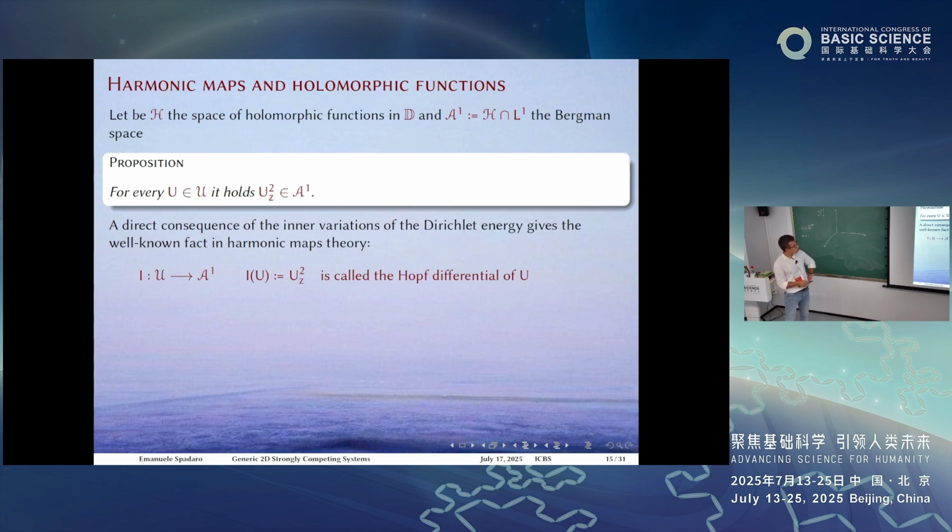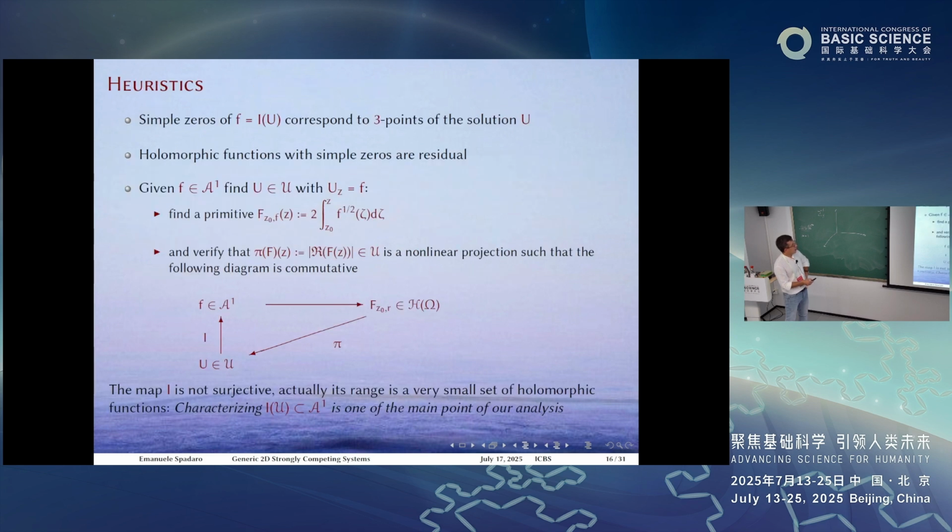So this combination of derivatives is sometimes called the Hopf differential of the harmonic map, which in this case is just a function, because we have just one chart. And it's a consequence of the first variation of the energy for harmonic maps. So starting from this observation, in some sense, the heuristic was clear for us.